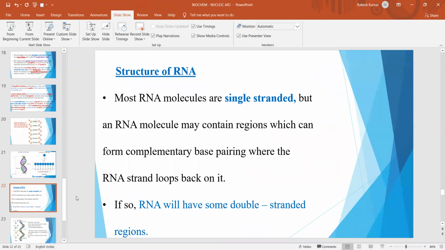Now let us see the structure of RNA. Most of the RNA molecules are single-stranded, but an RNA molecule may contain regions which can form complementary base pairing where the RNA strand loops back on itself. If so, RNA will have some double-stranded regions also.